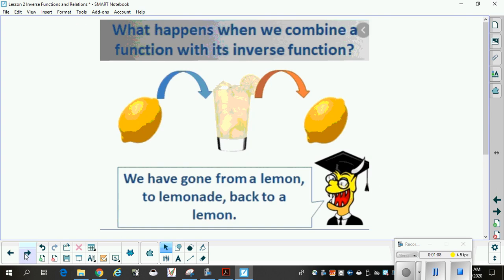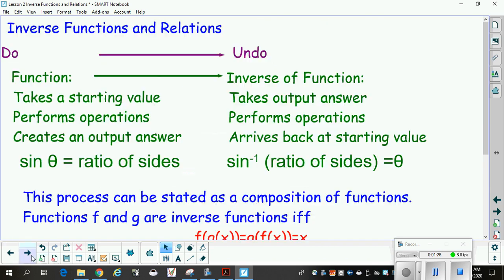Now, what happens when we combine a function with its inverse function? We have gone from a lemon to lemonade, back to a lemon. Okay, remember, a function does, the inverse undoes. Now, do, undo, function, inverse function. A function takes a starting value, performs some operations, and creates an output or answer. The inverse function takes the output answer as its input, performs operations, and arrives back at the starting value.